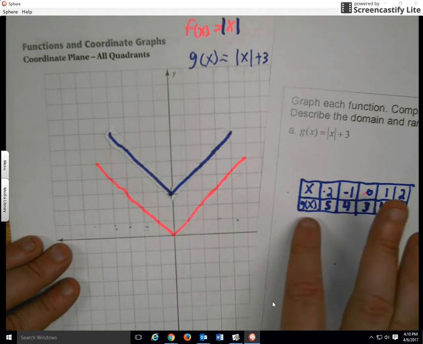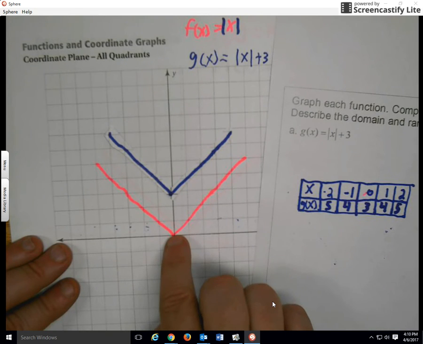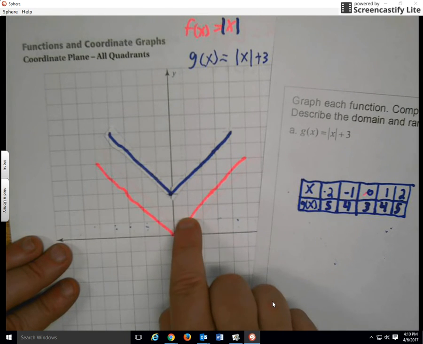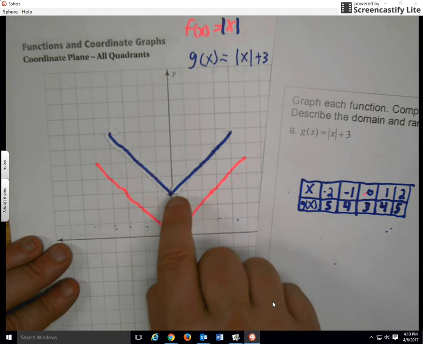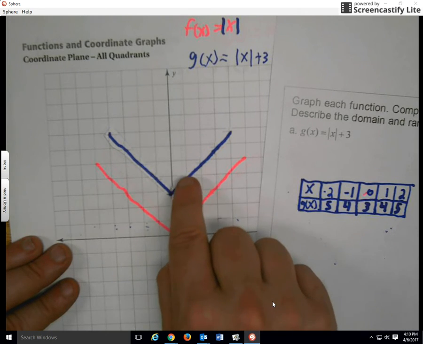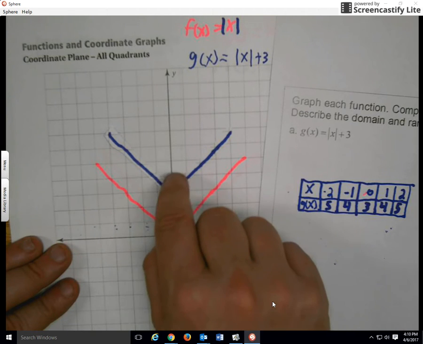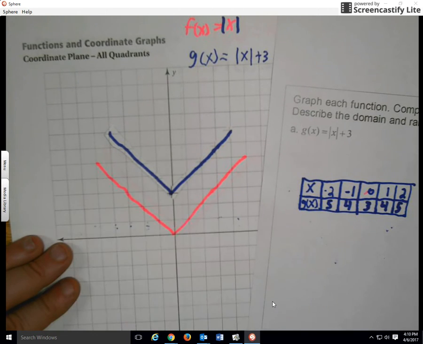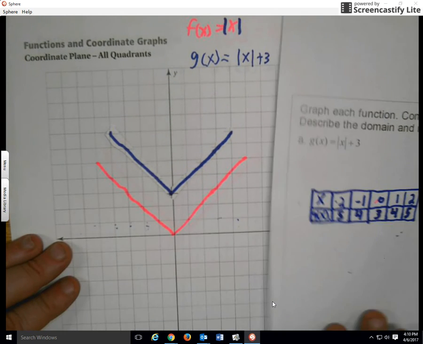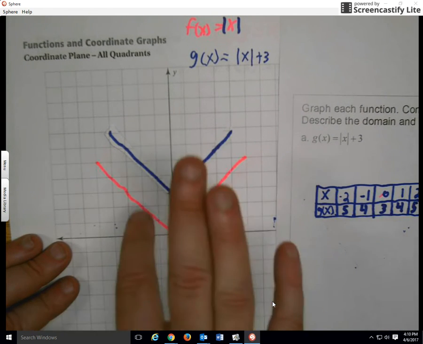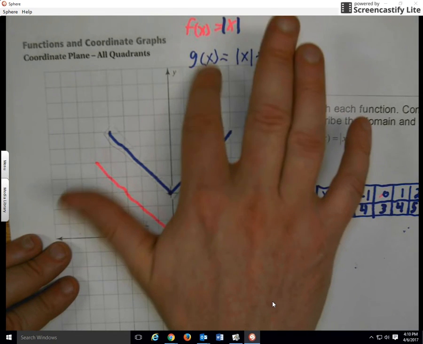But if you do count up, you have to keep the same slope. So this went up 1 and over 1, up 1 and over 1. This went up 1 over 1 to the left. So this has to keep the same slope. Up 1 over 1, up 1 over 1, up 1 over 1 to the left, up 1 over 1 to the left. So as long as you do that, you'll have the right answer. So this would be the transformation of g of x from f of x.